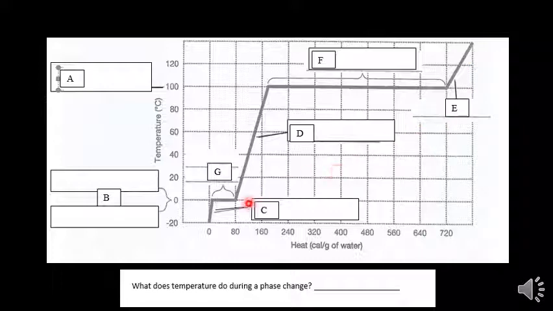In between the phases, in between solid and liquid, we have these flat lines. And so G right here is actually two things. It's freezing or melting. It depends on which way you're going. If I'm going from the solid to the liquid line in this direction here, that would be melting. If I'm going from the liquid back towards the solid, that'd be freezing. So that could be either one of those, melting or freezing. Up here where F is, where I'm going from liquid over to a gas, that's where we're boiling the water, and they call that vaporization.